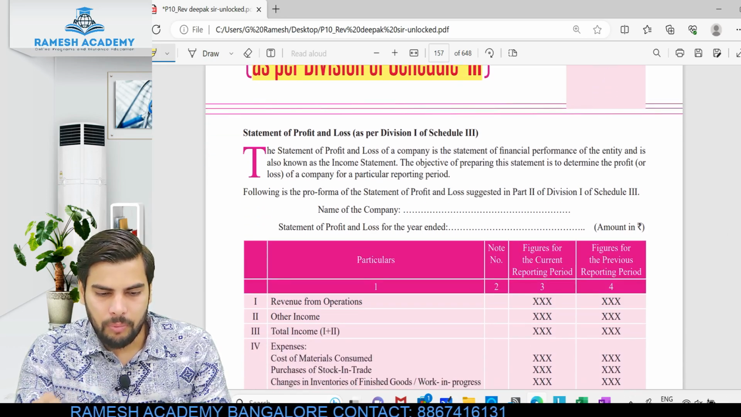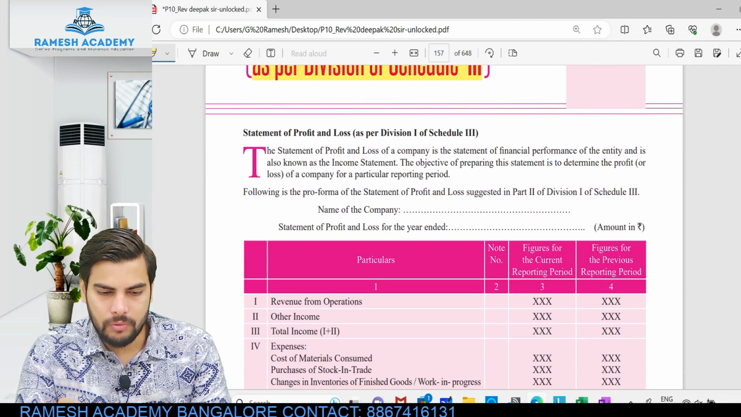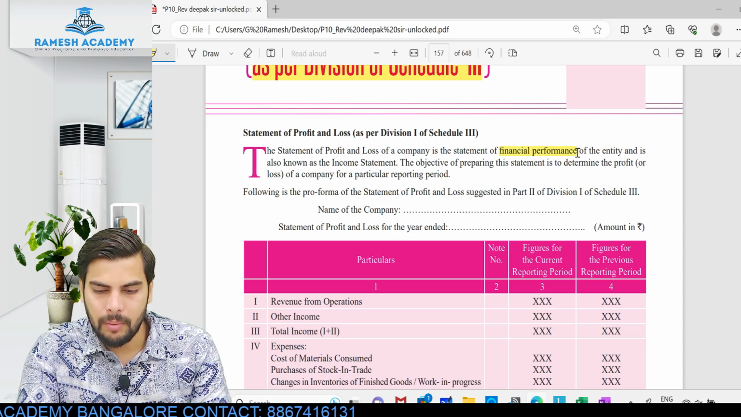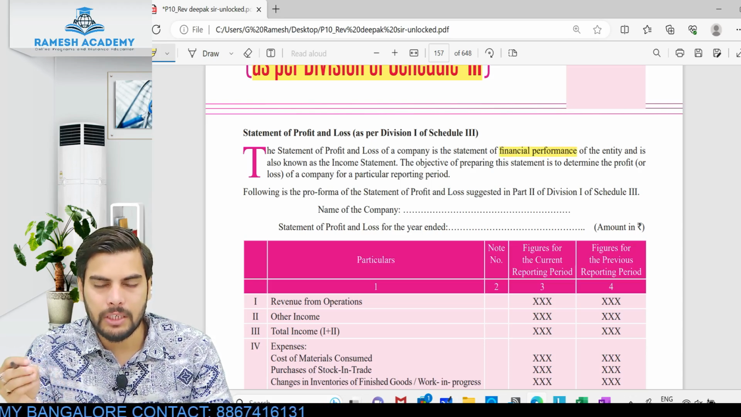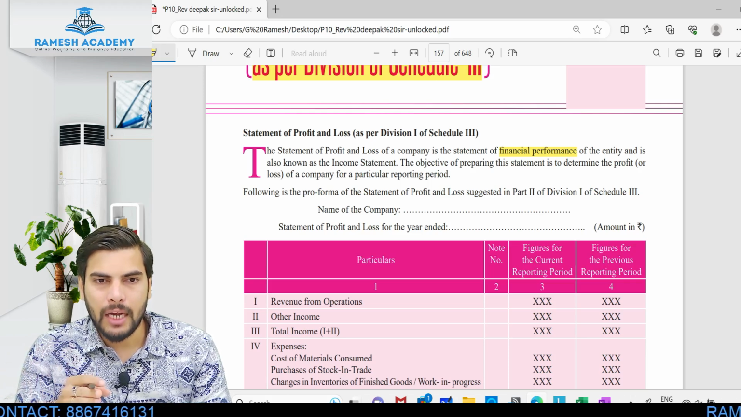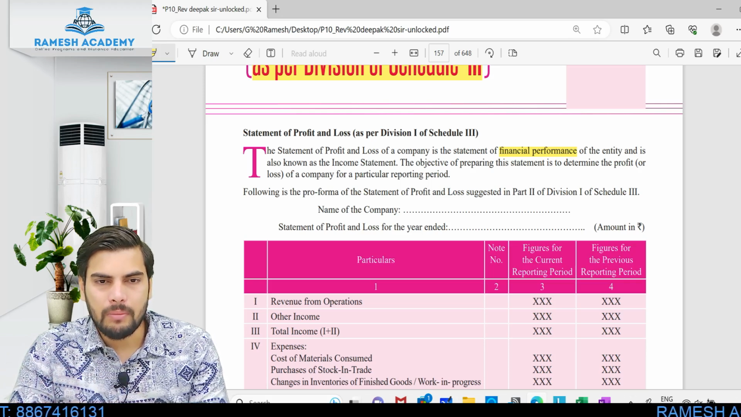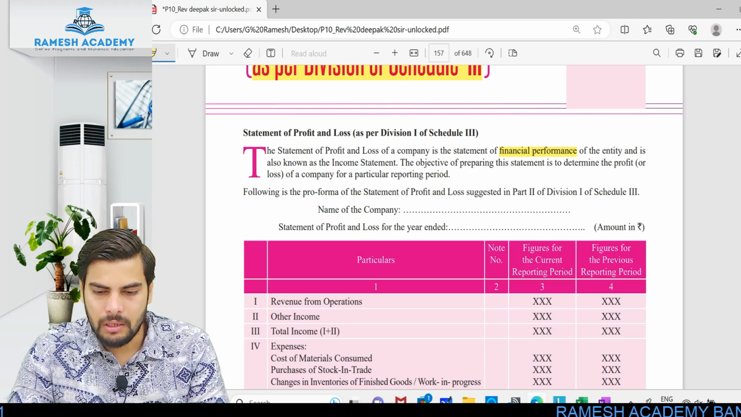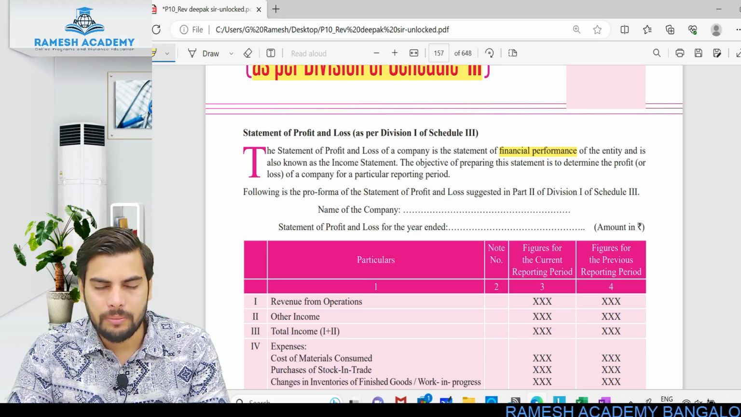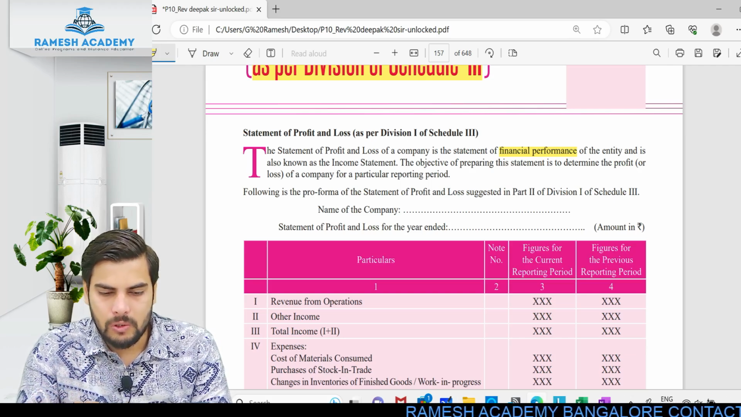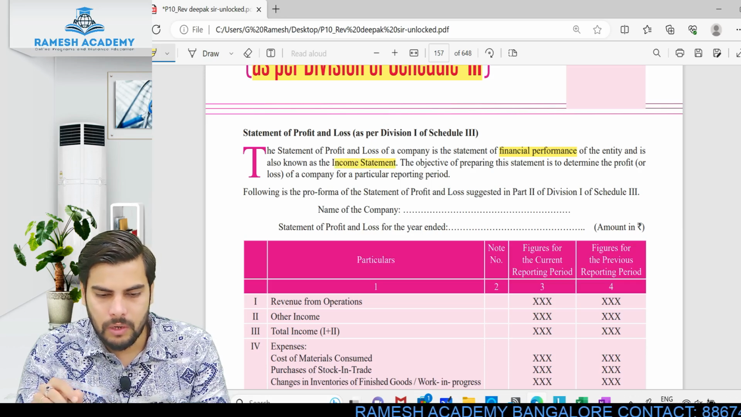Statement of profit and loss. Under division 1 of schedule 3, the statement of profit and loss is the statement of financial performance. Remember I told you what is financial performance and financial position. In the same way, when you look at the balance sheet, there they'll be using the term financial position. Financial performance is nothing but whether the business entity is making profit or incurring loss. You can either call it financial performance or financial result, both are one and the same. It is also known as income statement.